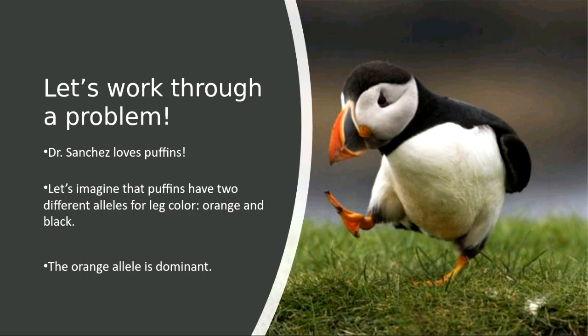So let's work through a problem, and we're going to work with a problem with another bird that I love. You already know I love chickens, and I also love puffins. So we're going to imagine that puffins have two different alleles for leg color, orange and black. And for the purposes of our puffin population, we'll establish that the orange allele is the dominant allele.